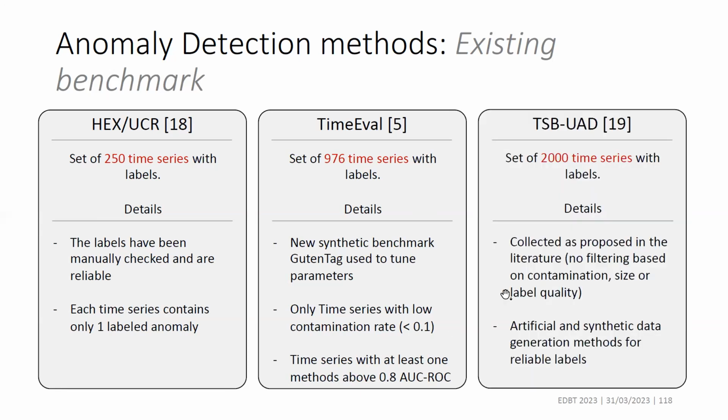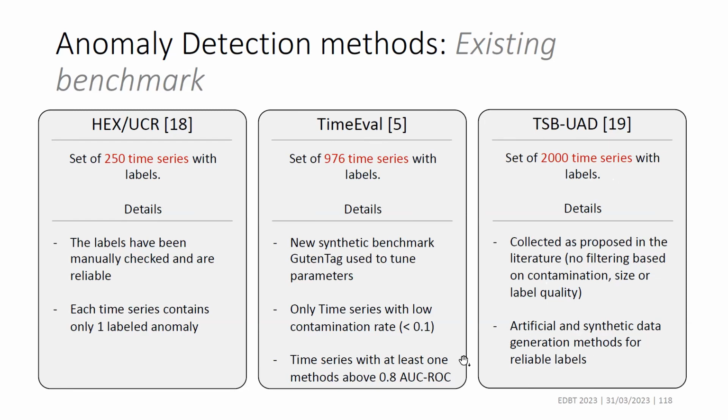And then there is the TSB-UAD benchmark, proposed in VLDB 2022 also. So these two have been proposed in the same conference. This benchmark contains 2,000 labeled time series, but the philosophy is different here. The time series have been collected as proposed in the literature. This is also my work, so I will say we. We collected multiple time series from different domains: astrophysics, environmental science, engineering science. We took them, and we took the labels proposed by the engineers, and we said, okay, these are our benchmark.